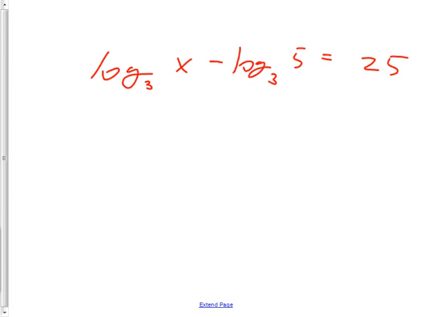So another one like that. Try this. This one's going to be a little more fractiony. Log base 3 of x minus log base 3 of 5 is equal to 25. Nope, I'm wrong. Sorry, log base 3 of 25.